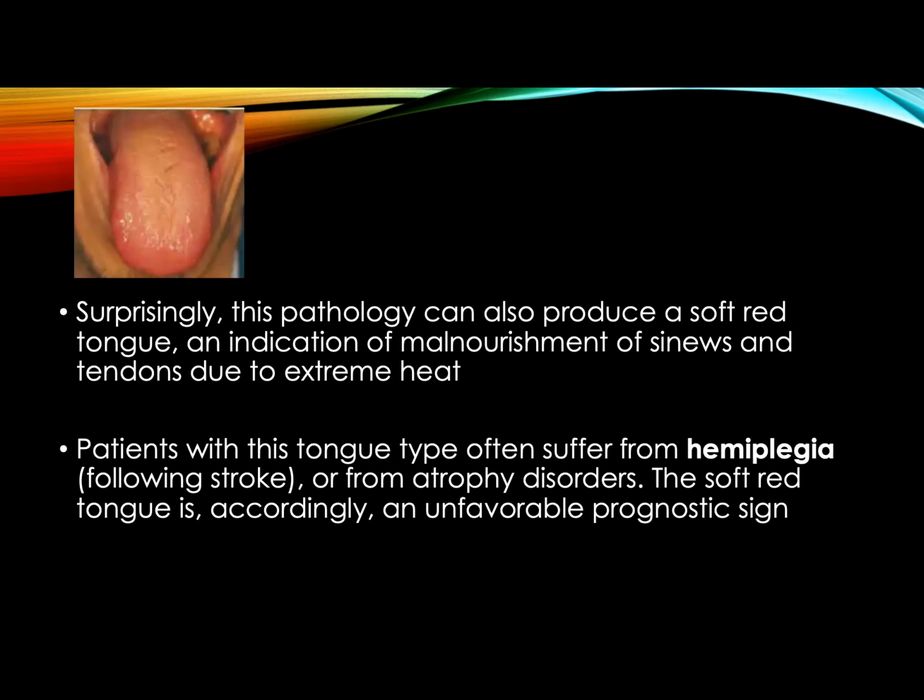Surprisingly, this pathology can also produce a soft red tongue, an indication of malnourishment of sinews and tendons due to extreme heat, as we can see in that tongue picture above. Patients with this tongue type often suffer from hemiplegia following stroke or from atrophy disorders. The soft red tongue is accordingly an unfavorable prognostic sign.